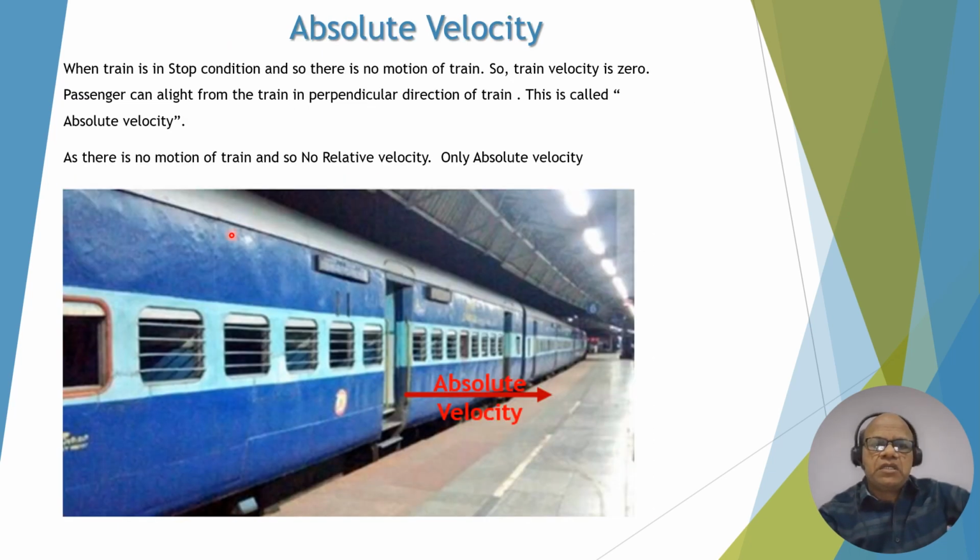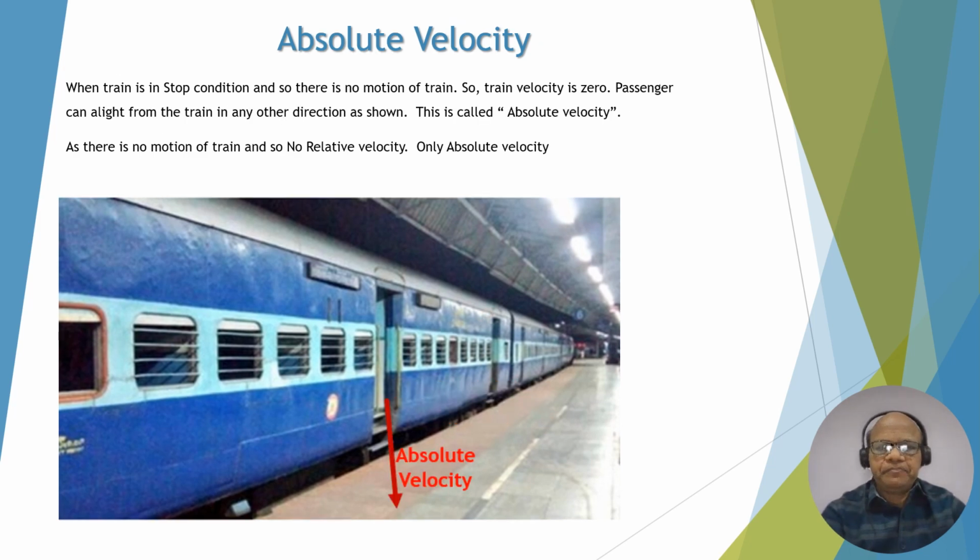Now, let's see the condition when the train is in a stop condition. A passenger can alight or come out, let's say in this direction. This is the velocity at which the passenger comes out, called the absolute velocity. Since the train is in a stop condition, whatever the velocity of the passenger is, it is the absolute velocity. Since there is no movement of the train, there is no relative velocity.